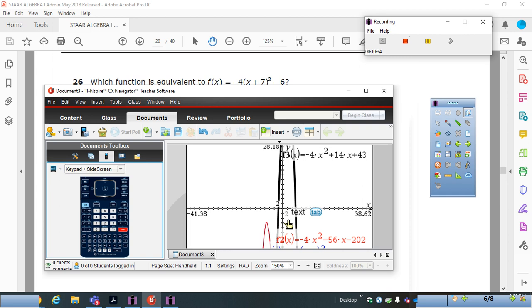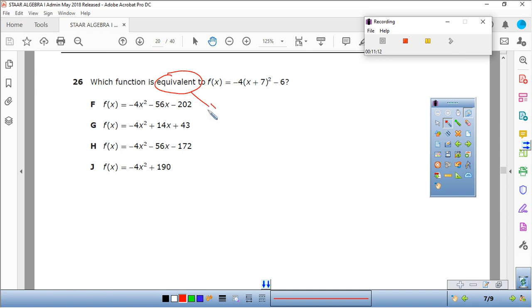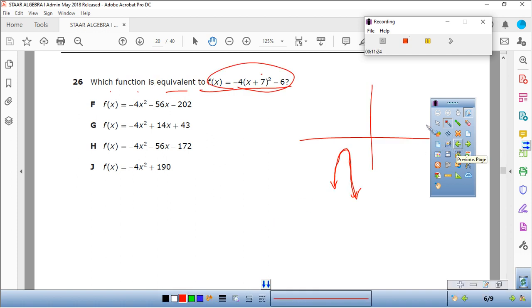Jada, are they equivalent? Are they the same? Maybe I don't know the word. What does equivalent mean? Equivalent means the same. Are they equal? Okay. I'm going to show you this one real quick.